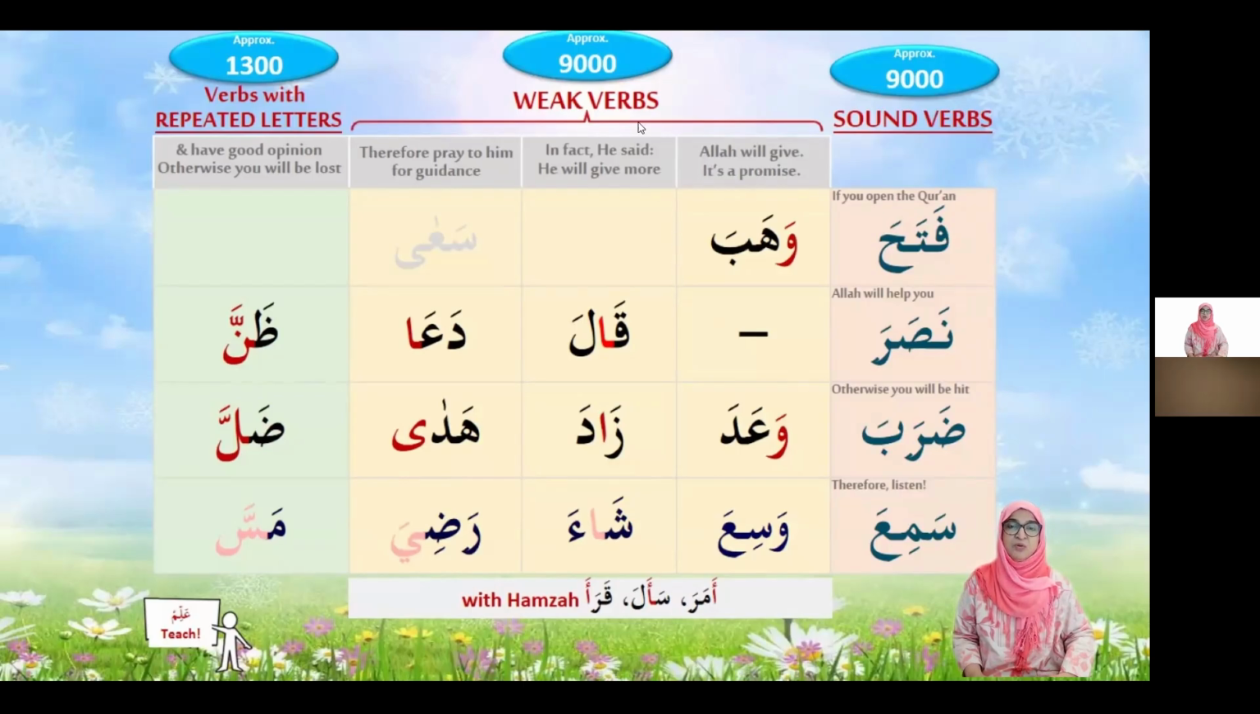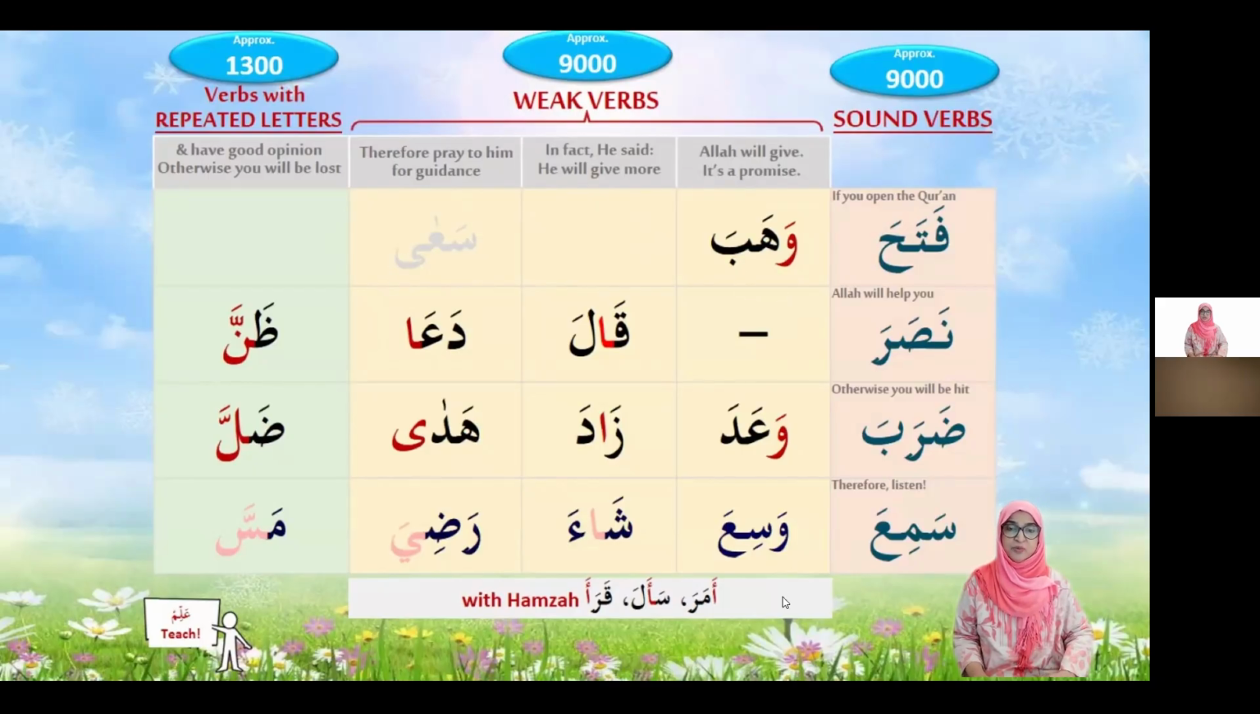So now in course 2, we are doing the weak verbs, which also occur in the Quran 9,000 times. And here, how did we learn these words? We said, Allah will give, it's a promise, wahaba wa'ada. In fact, He said, He will give more, qala zada. Therefore, pray to Him for guidance, da'a hada. We finished all this, we are done. This much we are done.